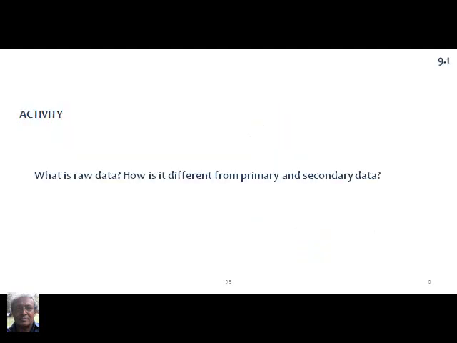Activity. What is raw data? How is it different from primary and secondary data?